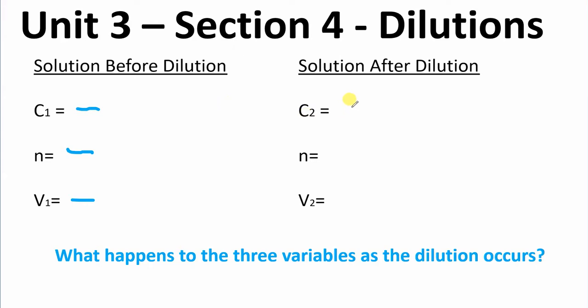Well, let's talk about our concentration. The point of the dilution is to decrease the concentration, and we do that by adding water. So what's happening to our volume? Our volume is increasing. And what has happened to the moles during this whole process? Well, guess what? The moles have actually stayed the same. Whatever moles we started with before the dilution is the same after the dilution. So that means we have a constant, and we can actually create a formula here.